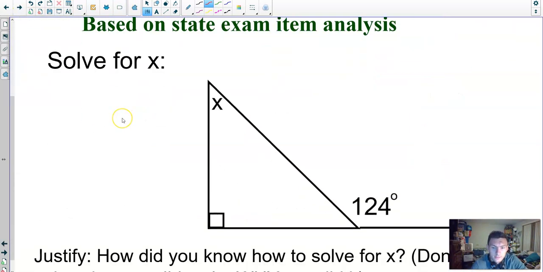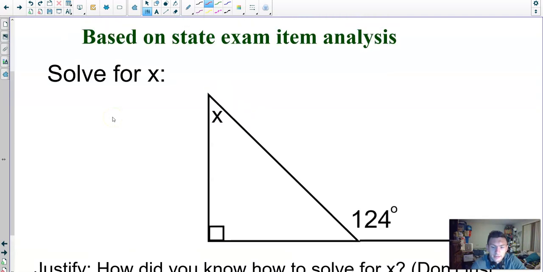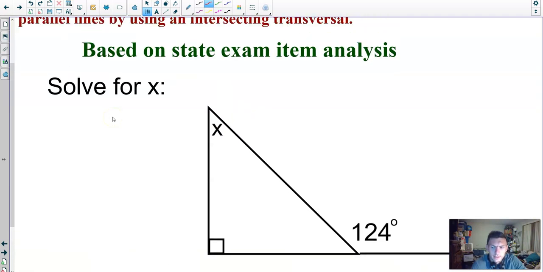So here's another question. This is similar to one that we did in 5A. Pause the video, try it. When you unpause it, I'll go over it.